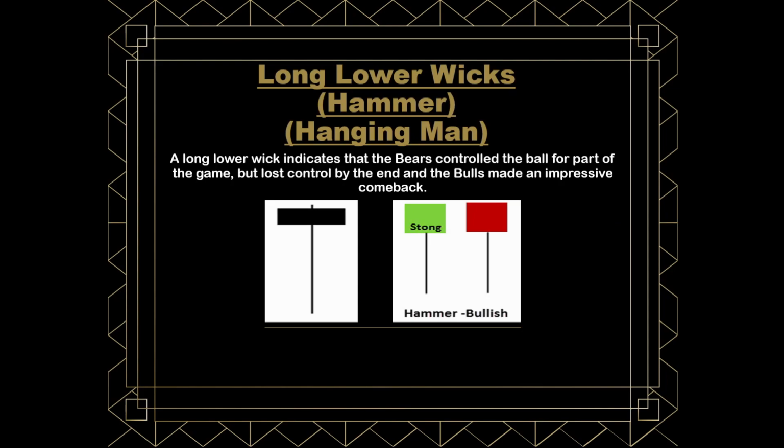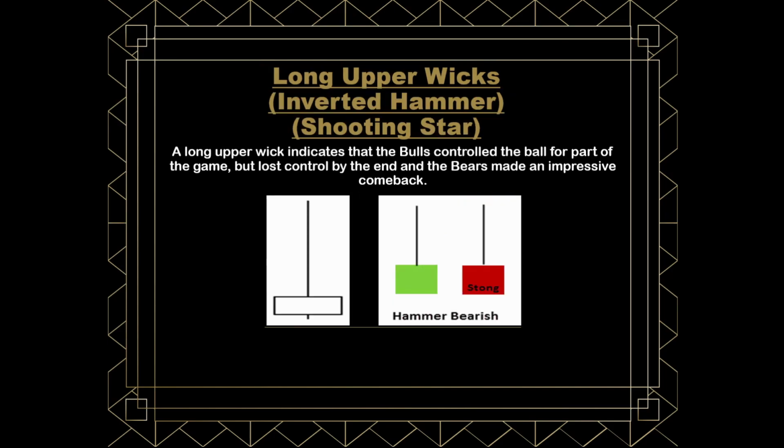Long lower wicks, either hammers or hanging man. A long lower wick indicates that the bears controlled the ball for part of the game, but lost control by the end, and the bulls made an impressive comeback. With long lower wicks, it doesn't matter if it's a bullish open or a bearish open. With these long wicks, bears were able to bring prices down, and then the bulls were able to bring prices right back up.